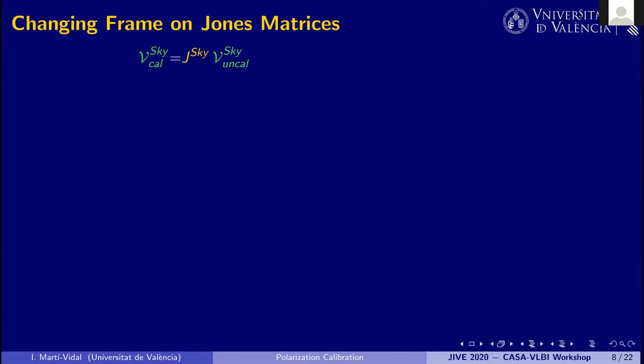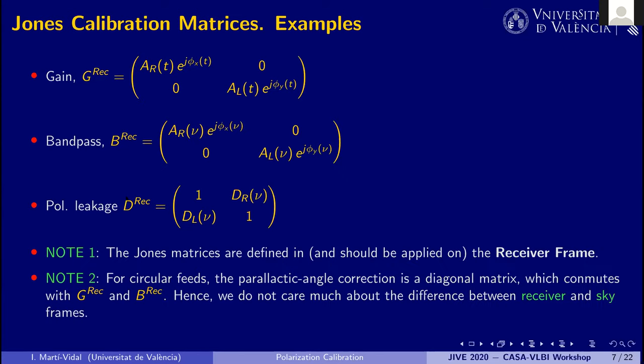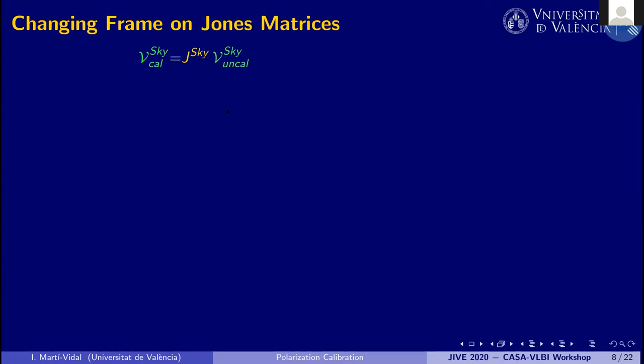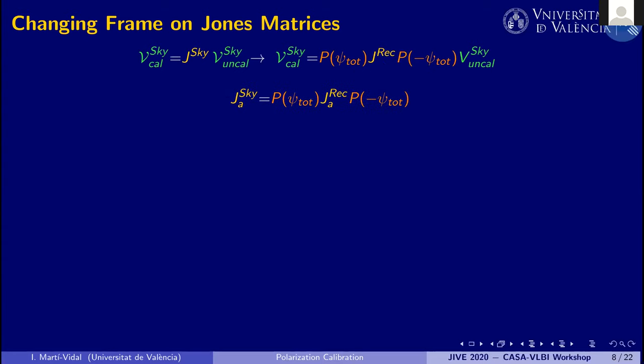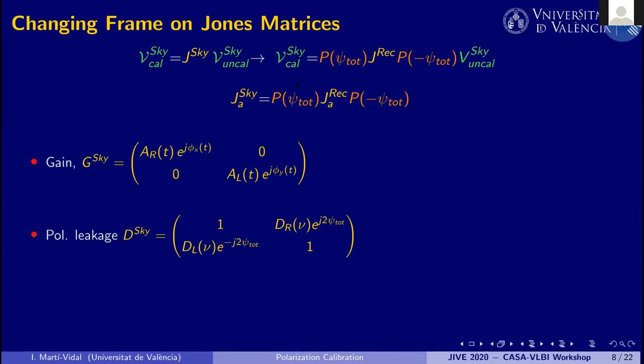So let's actually see what happens with these matrices, gain, bandpass, and polarization leakage, when we change from one frame to the other, from the sky frame into the receiver frame. It's just some matrix algebra. You know how to rewrite matrices in different frames. It's just multiplying by the matrix and its inverse at each side of the equation. And when you do the maths, I will not do it now, but if you do the maths, you arrive at a very interesting conclusion, and this is the key of the question.